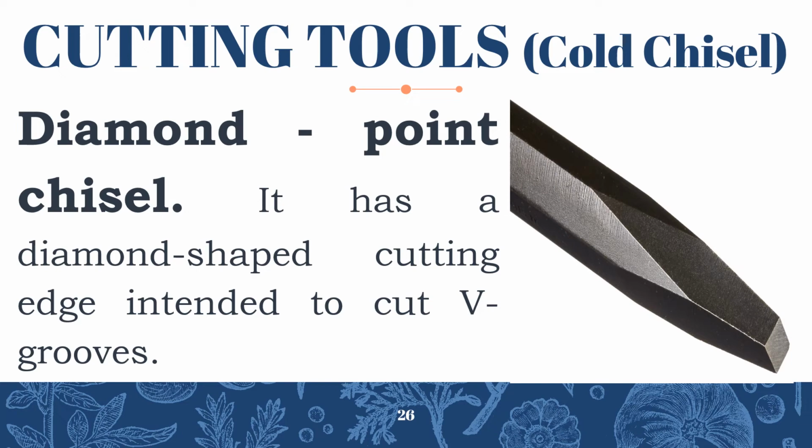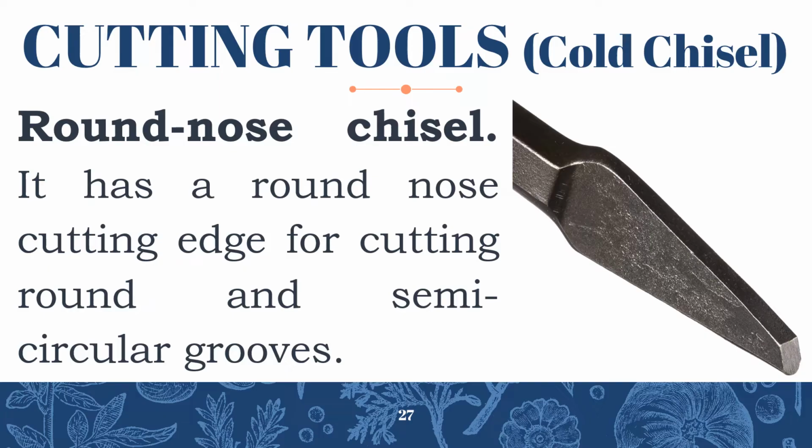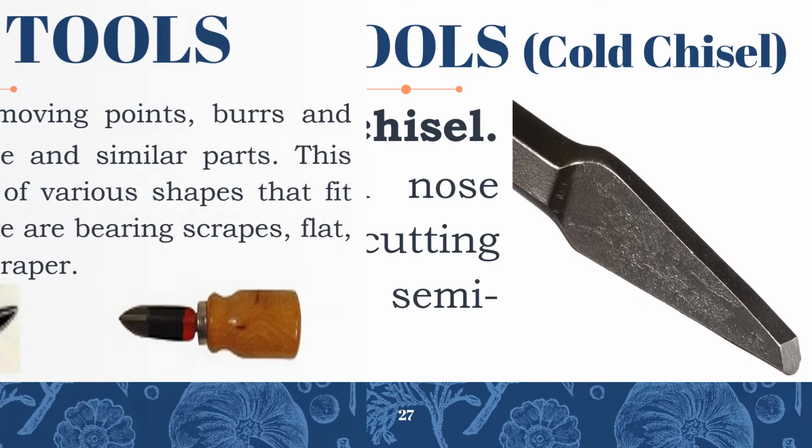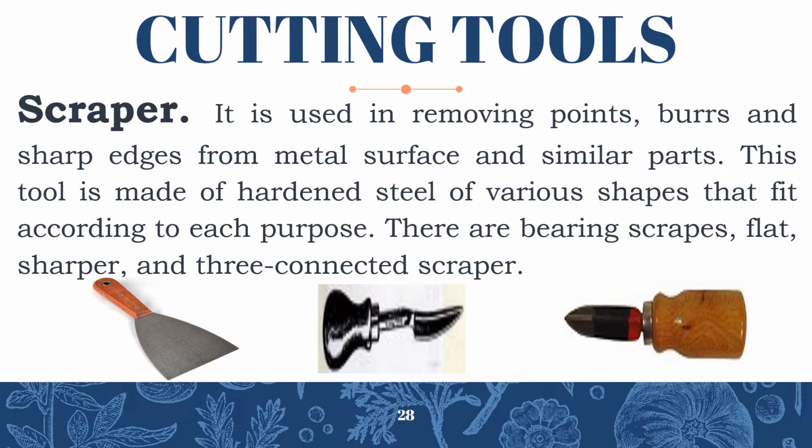Another cold chisel is a diamond point chisel. It has a diamond-shaped cutting edge intended to cut V-grooves. Last example of cold chisel is a round nose chisel. It has a round nose cutting edge for cutting round and semicircular grooves. Let us proceed to another type of cutting tool, which is the scraper. It is used in removing points, burrs, and sharp edges from metal surfaces and similar parts.